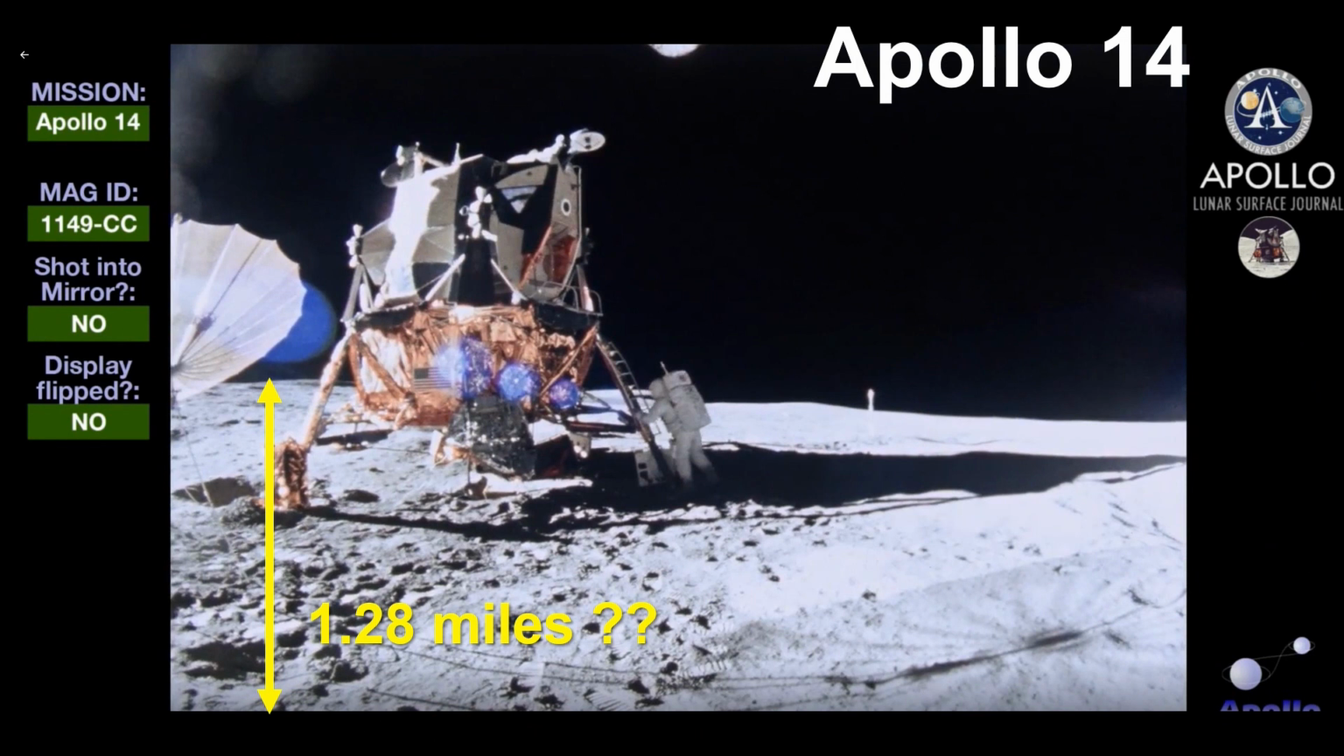Now, Apollo 14, this is interesting. This was a screenshot from a video, and it was a cine camera of the guys coming out of the lander. Can't remember what the lander was called on Apollo 12. Great big shadow. Horizon doesn't look too far away. And again, 1.28 miles horizon doesn't look good.